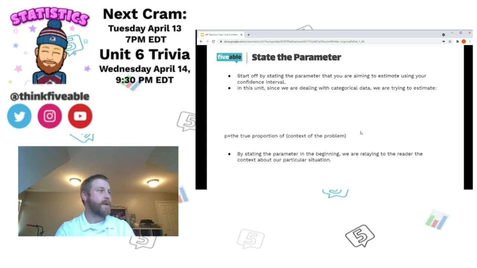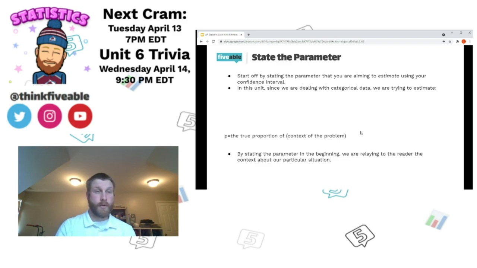So start off by stating the parameter that you are trying to estimate using your confidence interval. If you were trying to estimate the true proportion of U.S. adults who like baseball. Okay, I'm going to go away from the shellfish example because it brings up some bad times for a lot of people maybe. So the true proportion of U.S. adults who like baseball. Well, you can ask a few hundred people, do you like baseball, yes or no? And they could answer, and then you could use that to estimate what the true proportion is for all U.S. adults. And that is what a confidence interval is aimed at doing.